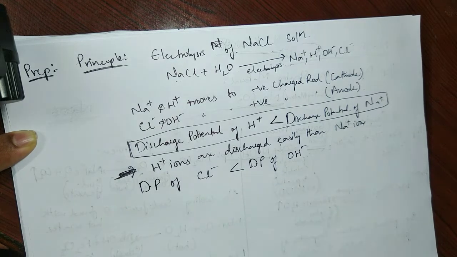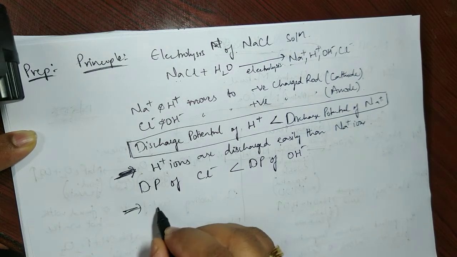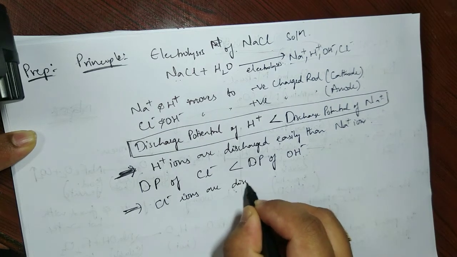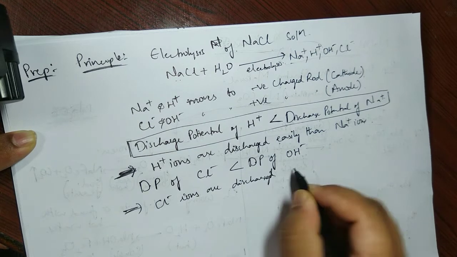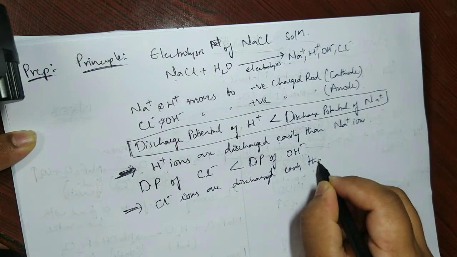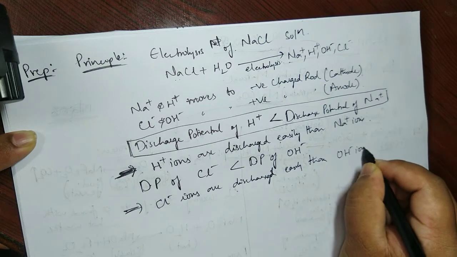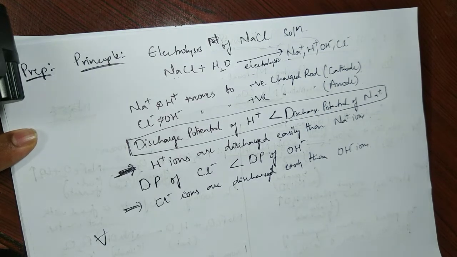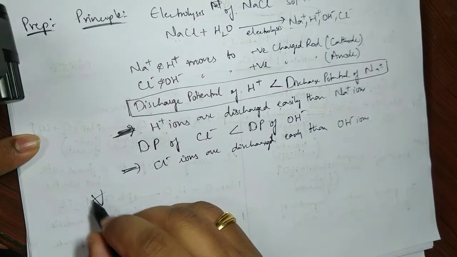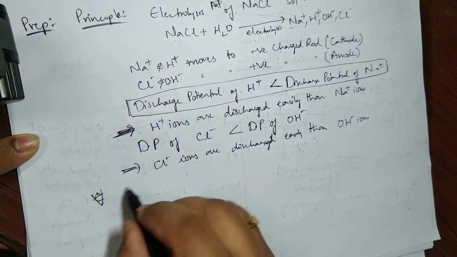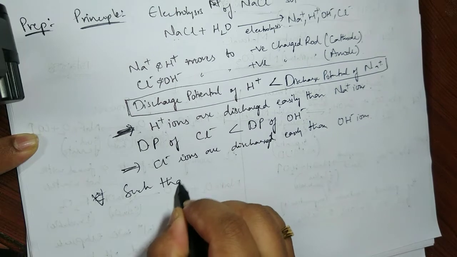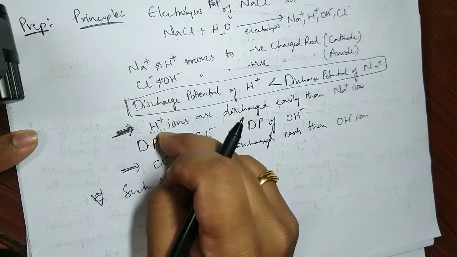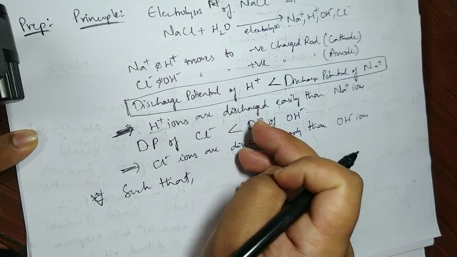Now what do I mean by this point? It implies Cl minus ions are discharged easily than OH minus ions. Such that I write it in words: the H plus ions are discharged easily, right? So they come more prioritized than Na plus.